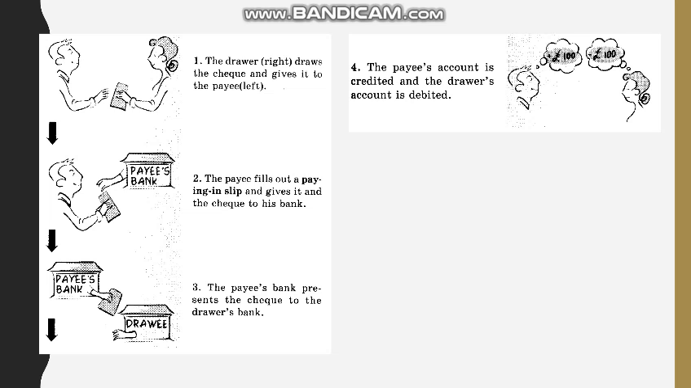So the drawer on the right side draws the check and gives it to the payee on the left side, and the payee fills out the paying-in slip and gives it and the check to his bank. The payee's bank presents the check to the drawer's bank, and then the payee's account is credited and the drawer's account is debited.